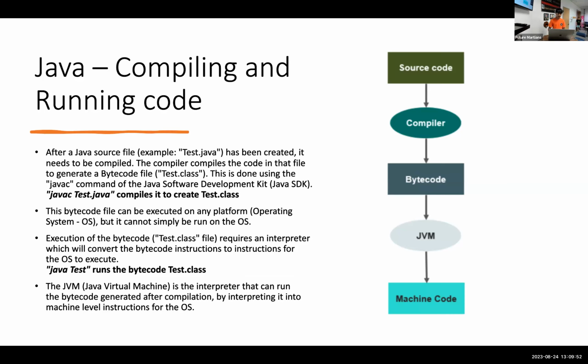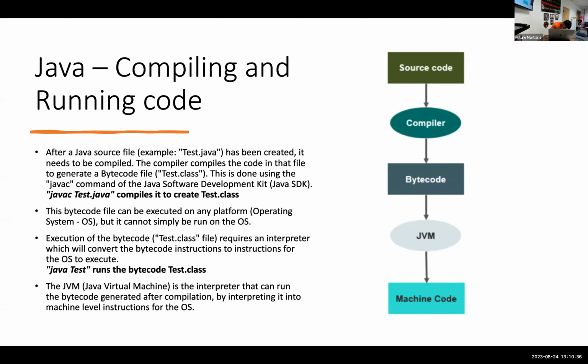This bytecode file can be executed on any platform, or any operating system, but it can't be run directly on the operating system. To execute the bytecode file, test.class, it requires an interpreter, which will convert the bytecode instructions to instructions for the operating system to execute. So the command java test runs the bytecode test.class. The JVM, or Java Virtual Machine, is the interpreter that can run the bytecode file generated after compilation by interpreting it into machine level instructions for the operating system.